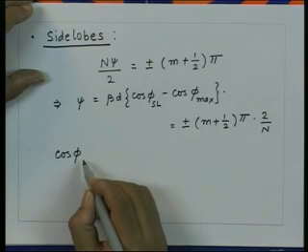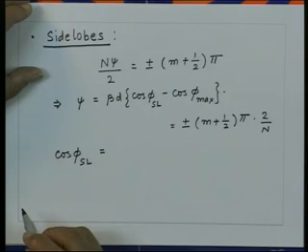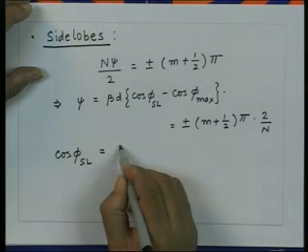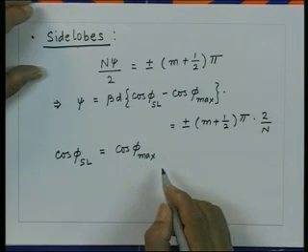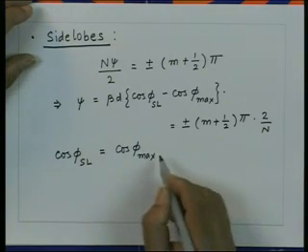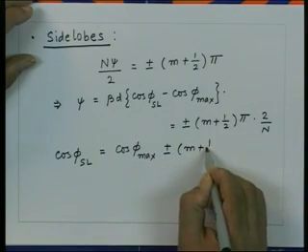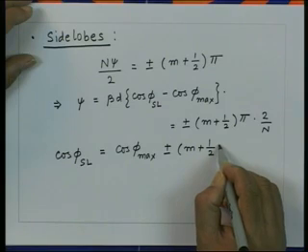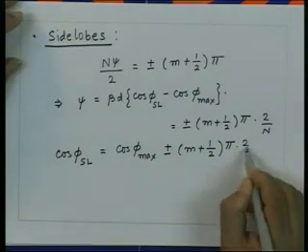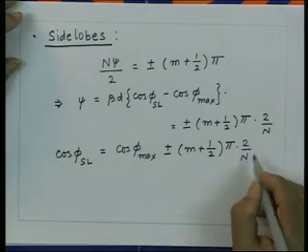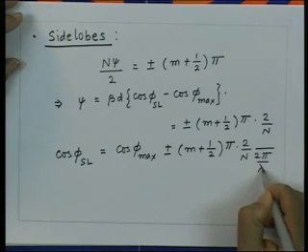So, from here we get cosine of phi SL, that is equal to cosine of phi max plus minus m plus 1 upon 2 into pi, 2 upon n, divided by beta d, and beta d is 2 pi upon lambda into d.